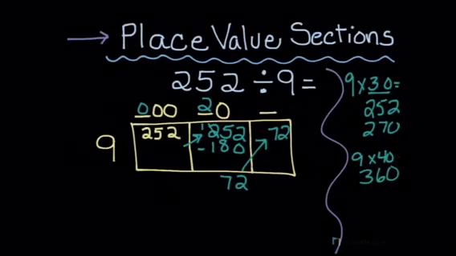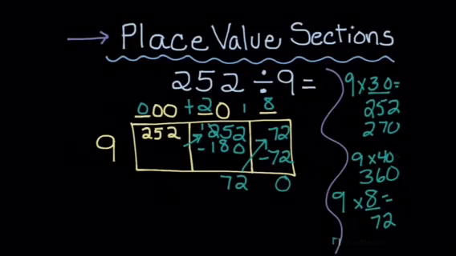So now I'm thinking 9 times what number, we only have ones, we're talking about our ones place value, is going to get me close to 72. Well, hopefully you know your math facts, because 9 times 8 is 72. I subtract, and I have nothing for my remainder. Now I add up these numbers, and I get my answer, which is 28. And that is place value sections.